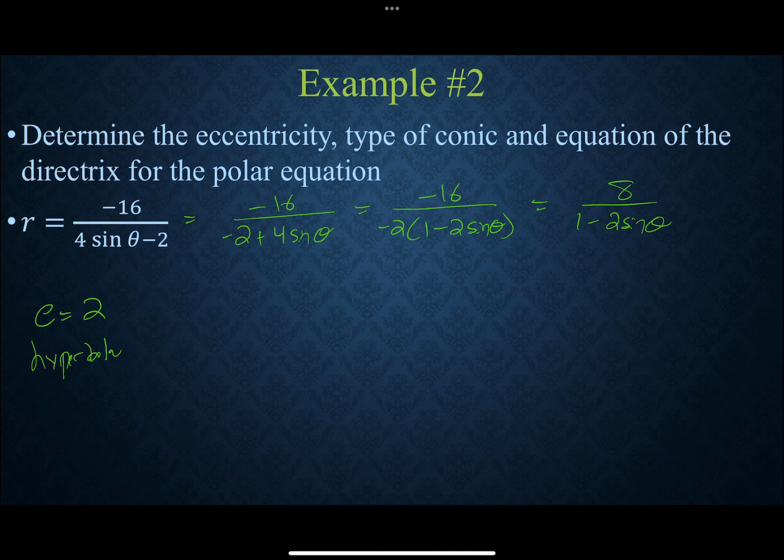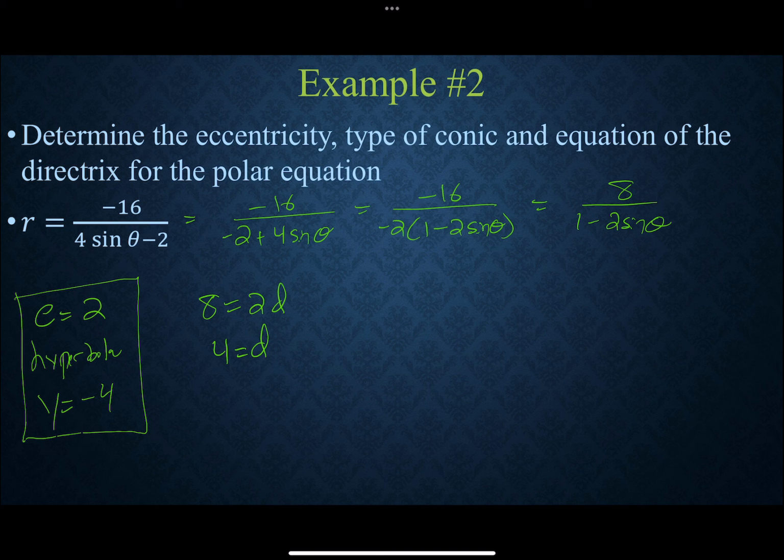As for the directrix value, ED, 8 is going to equal E times D, which means D is, again, 4. Because it's a sine, the directrix equation will be y equals, and because it's negative sine, it will be y equals negative 4 for the equation of our directrix.